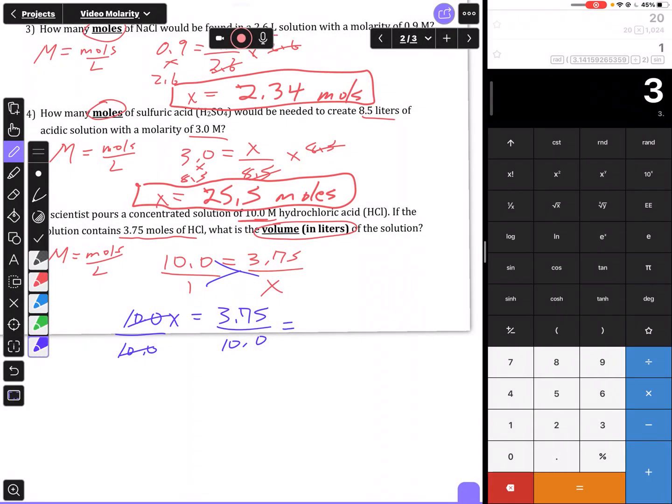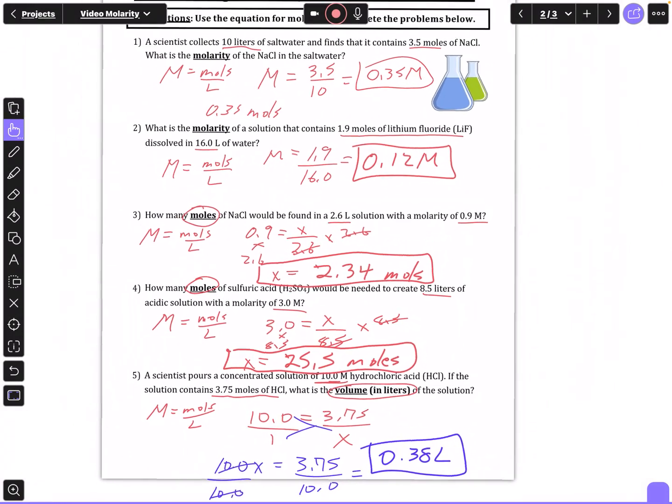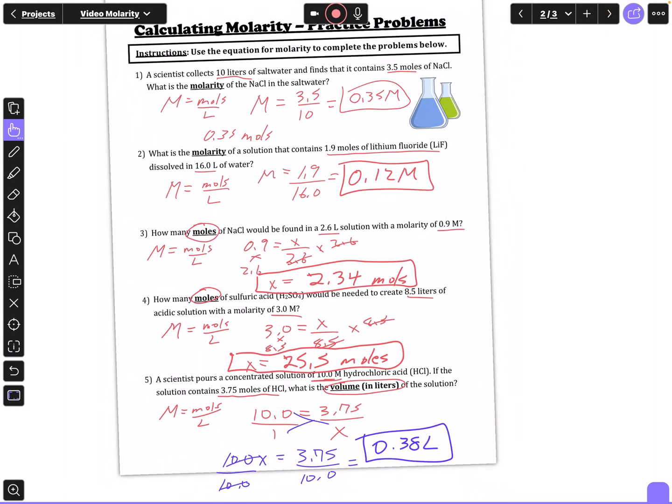So that's 3.75 divided by 10. And I get 0.375 that I can round up to 0.38 liters. And that's my units. So that's a really simple equation to work with, but these problems get just a little bit more difficult, not much more.